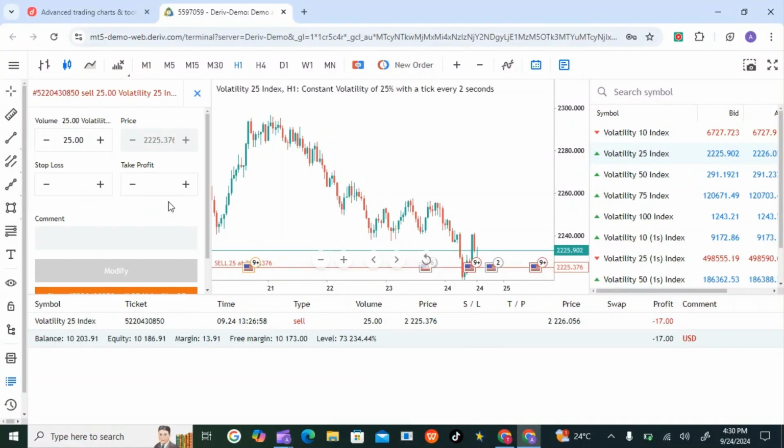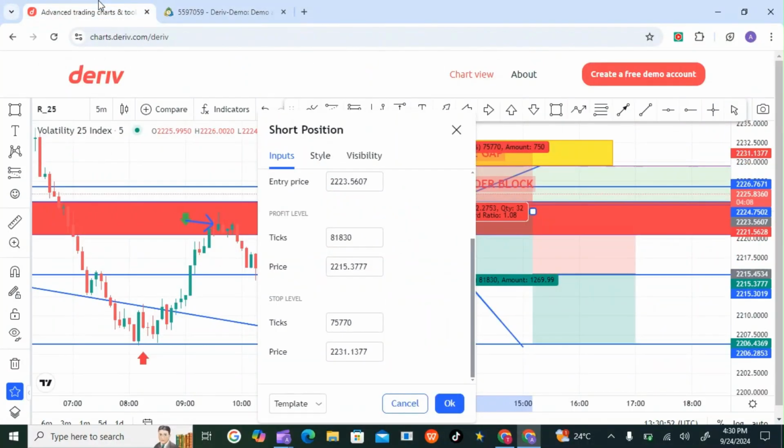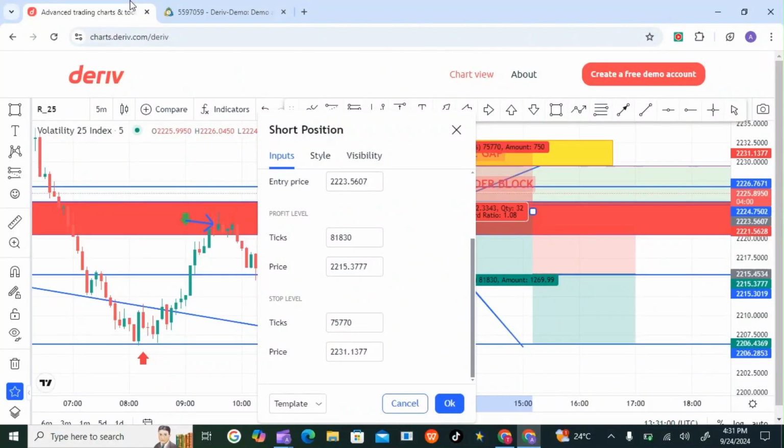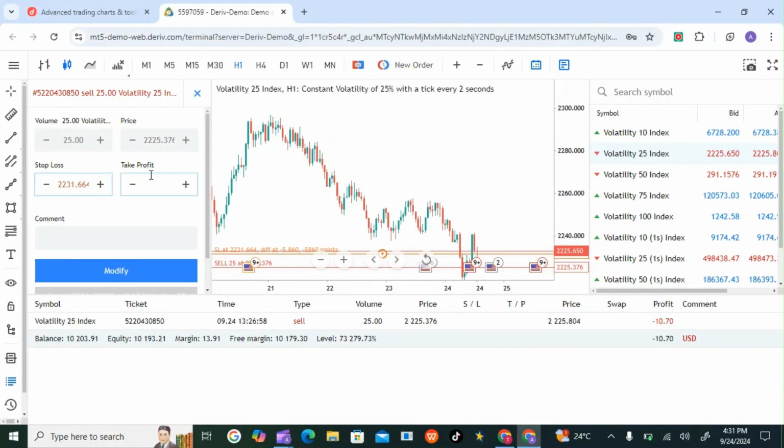Modify position. So what is my stop loss? 22.31. What did we see? We saw it's at 22.31, and the other one is 13.77.